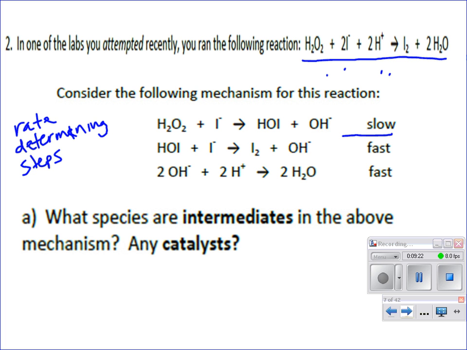So if we want to change the rate of this mechanism, we have to adjust the rate of the stuff in the slow step. Like increase the concentration of the stuff in the slow step, because doing it in the fast step won't help the reaction go faster at all. Okay?